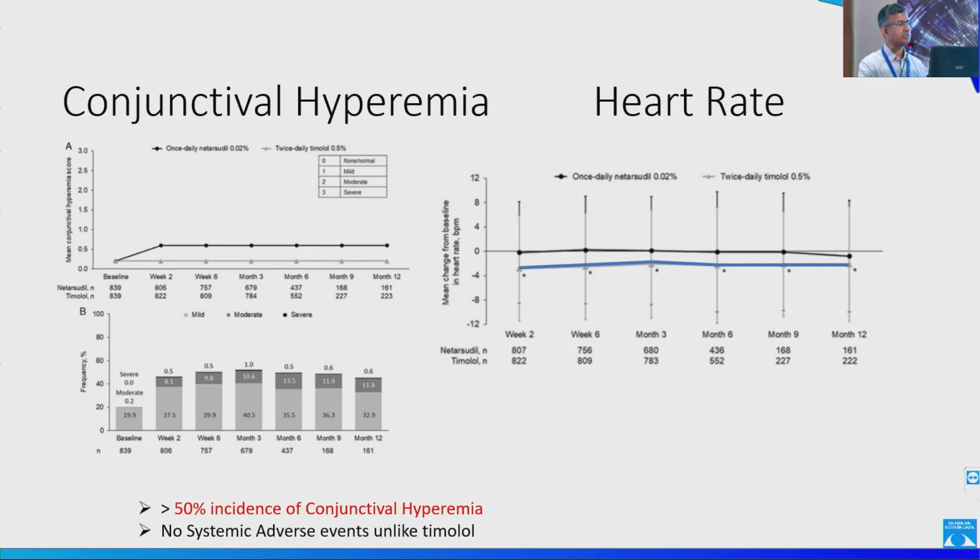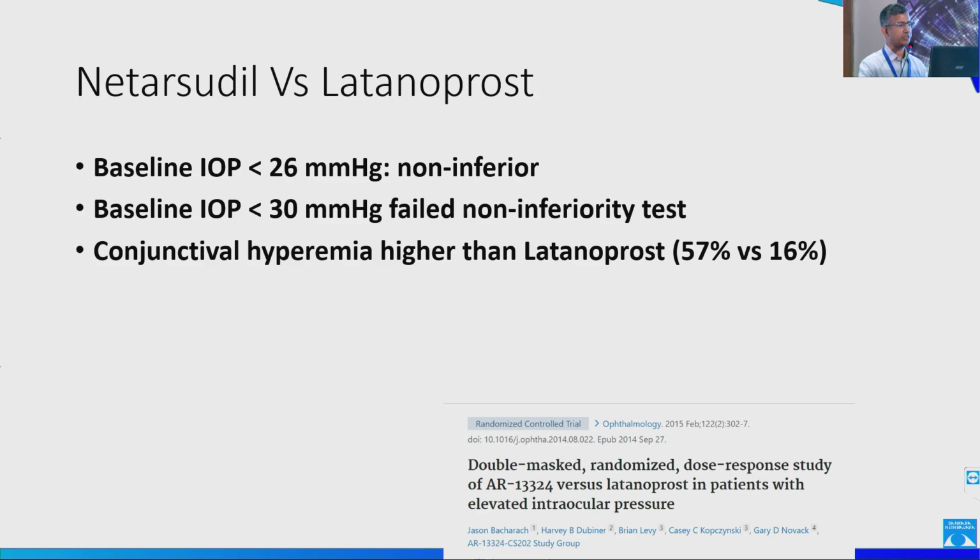Conjunctival hyperemia rates were significantly different as compared to timolol, with hyperemia on average twice what you see with timolol. You also had no systemic side effects, unlike the heart rate differences that you saw with timolol. So this study gave us numbers closer to the real world of what we see, about 50% hyperemia instead of the 18% reported in the previous study.